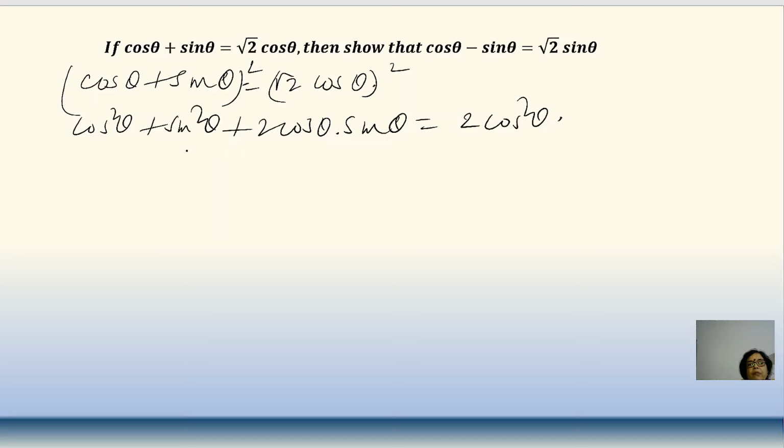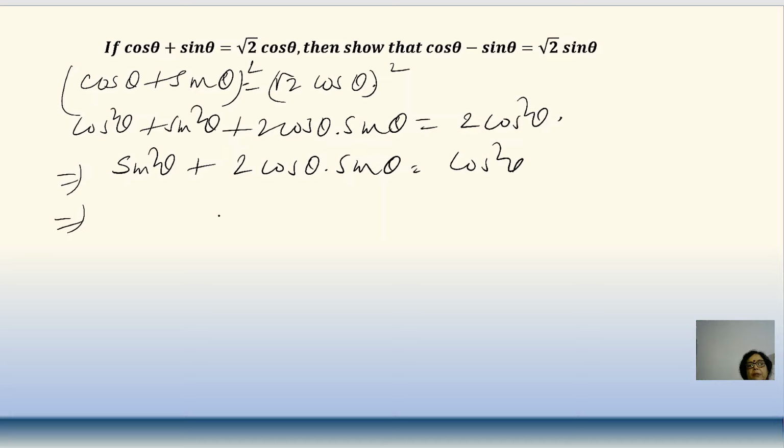Now, next step what we do is we rewrite this as sine square theta plus 2 cos theta into sine theta is equal to cos square theta. This cos square theta subtracted from this cos square theta, you are left with cos square theta. Here, if we are not going to write this as 1, so that must be kept in mind. Second, next step is we'll rewrite this as sine square theta is equal to cos square theta minus 2 cos theta into sine theta.